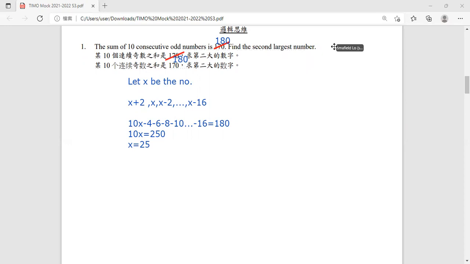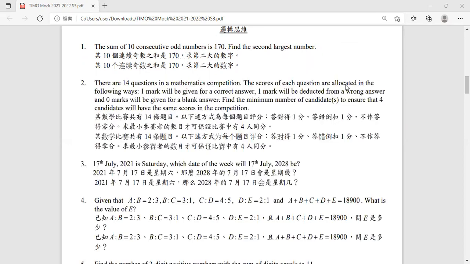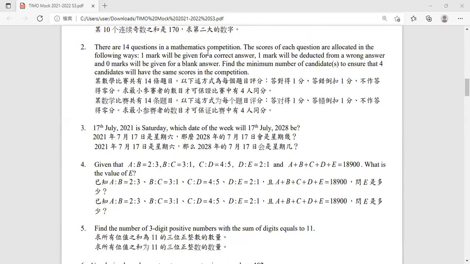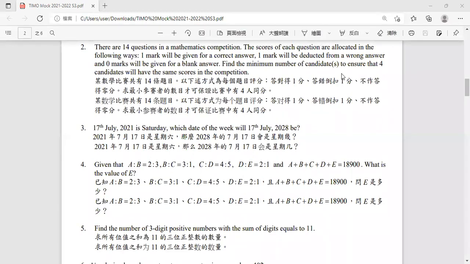Okay, question 2. There are 40 questions in a mathematical competition. The scores of each question are allocated in the following ways. 1 mark for a correct answer, and minus 1 mark for a wrong answer, and 0 marks for a blank answer. Find the minimum number of candidates to ensure that 4 candidates will have the same score in the competition.